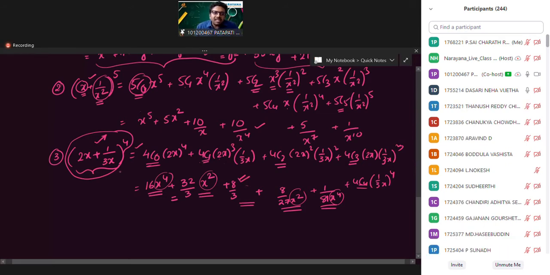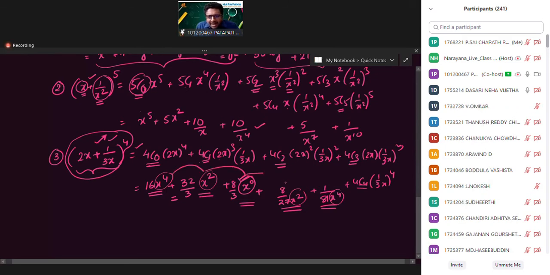Sometimes you'll be asked to find the constant term in this expansion. The constant term in the expansion is the term corresponding to x to the power 0. Do you see? Yes, sir. Do you see the powers of x here? 4, 2, 0, minus 2, minus 4. 1 by x square means x power minus 2, right? 1 by x power 4 means x power minus 4. Yes, sir. The powers of x are repeating.